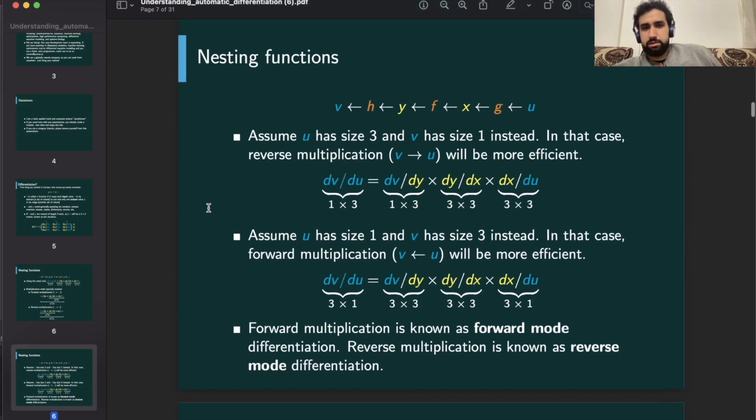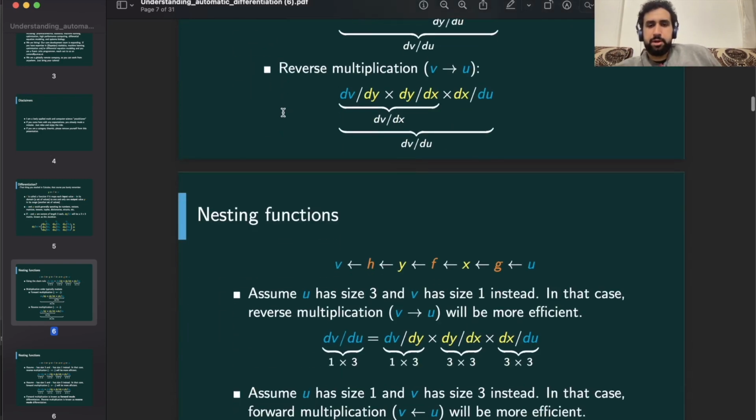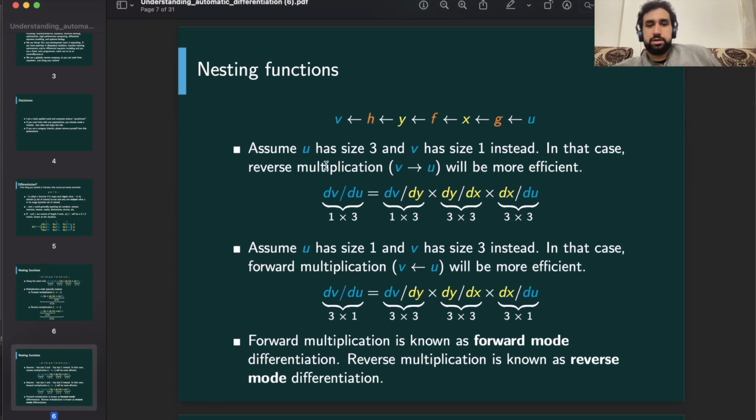So with that, maybe in this case, it doesn't make a huge difference which way you multiply them out because they're all matrices of the same size. So you're doing pretty much very similar arithmetic, assuming you already have all these Jacobians, right? But in some cases, it actually makes sense to choose one over the other. So let's say we have a case where u has size 3 and v has size 1, right? So we have fewer variables at the output than the input. Then in this case, which way is more efficient?